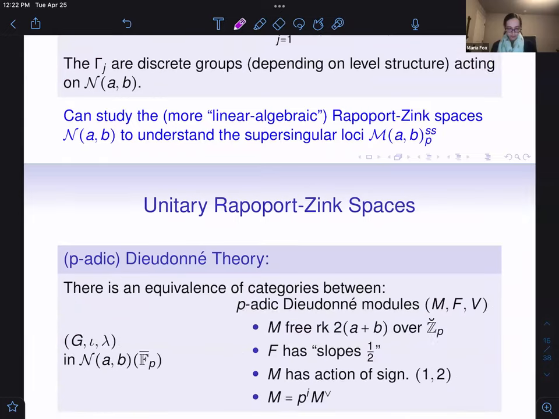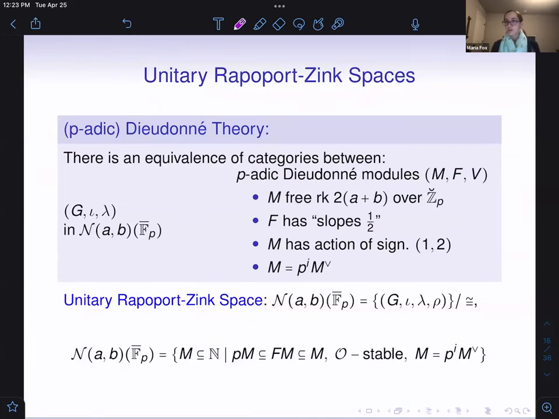So let me justify that for you. We have p-adic Dieudonné theory. In the first talk in the series, I believe we saw some mod p Dieudonné theory. This is the p-adic version of that, so it's related but not the same. So given our p-divisible groups with our action, there's an equivalence of categories to p-adic Dieudonné modules. So we'll replace G, iota, lambda with a free module over this ring Z_p breve. If we take the p-adic numbers Q_p, we can take its maximal unramified extension, take the completion of that. Then we have a ring of integers in that, and that's Z_p breve.